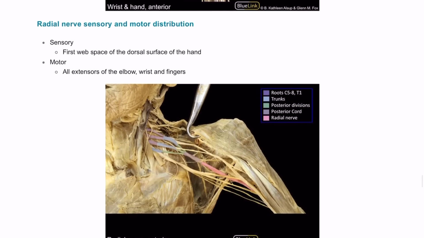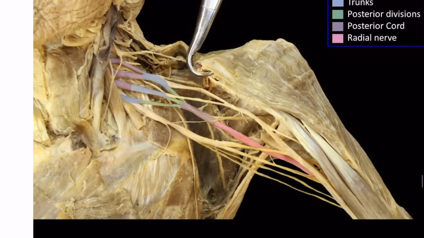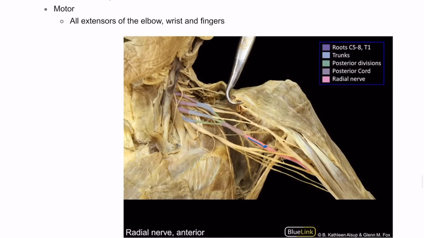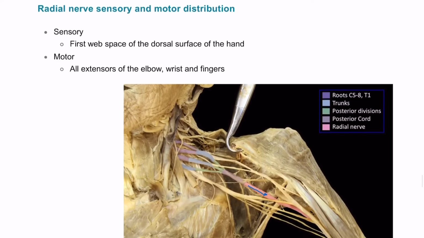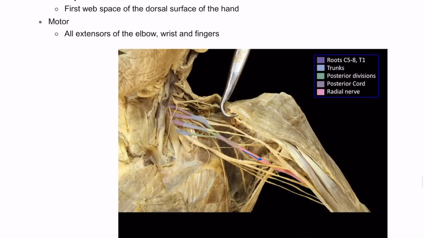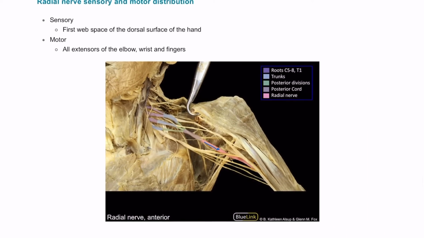Next is the radial nerve, and if you look here, again, this is the posterior cord. You have here the radial nerve, and it will go into the spiral groove at the back of the humerus, and then go all the way down to supply all the extensors of the elbow, and it will give sensation in the first web space, basically where the anatomical snuffbox is, and we're coming to talk about the anatomical snuffbox as well.